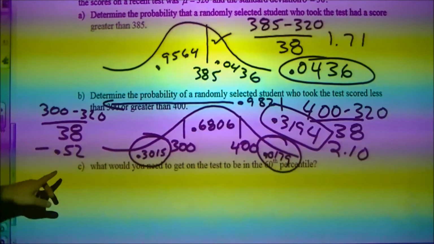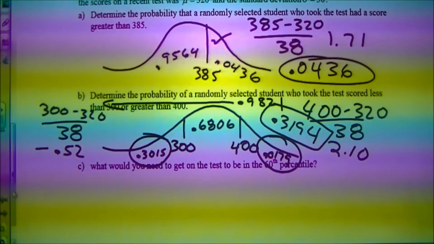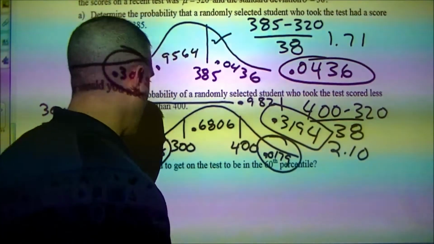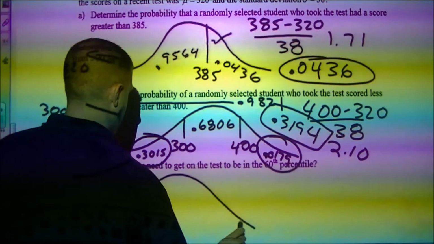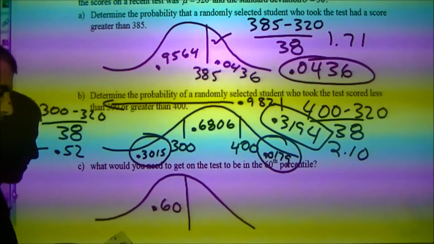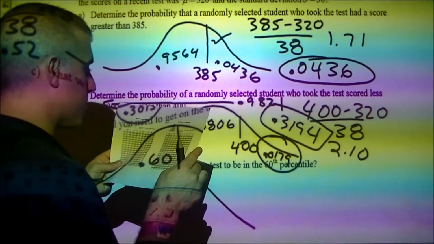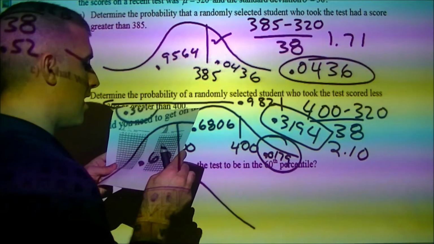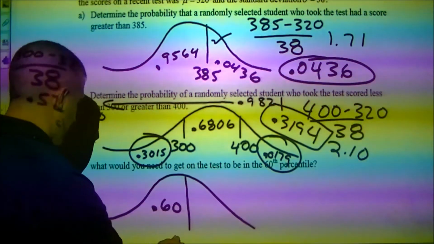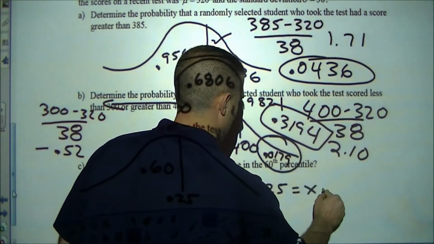Okay, what would you need to get on the test to be in the 60th percentile? What that means for me is that I would need a probability of 0.60. So if I look on my chart and try to find where the probability is 0.60, the closest I can get is a z-score of 0.25.